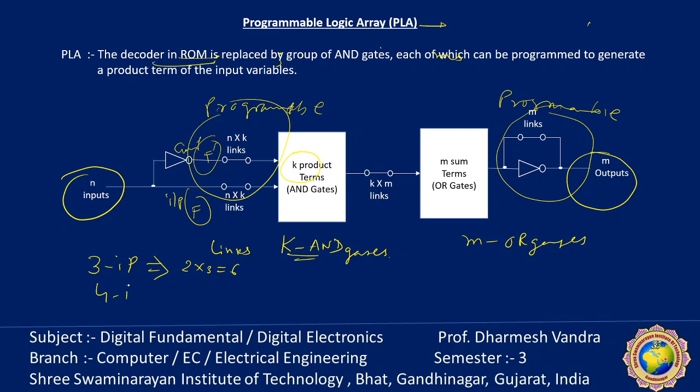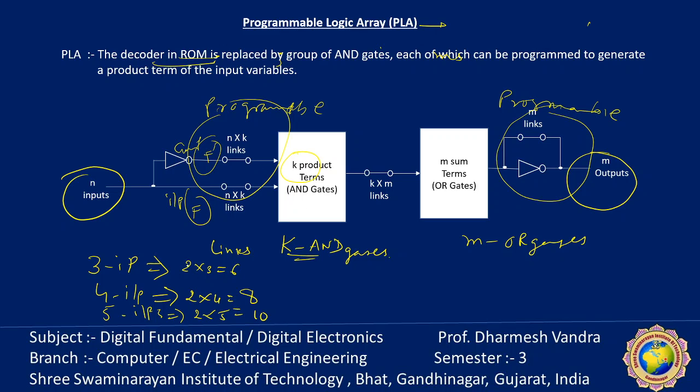Suppose there is a 4 input. At that time, 2 into 4 F dash, so 2 combinations, 4 input, 8 links are there. And for 5 input, 2 into 5, 10 links are there. So always 2 into n, and k is the number of gates.